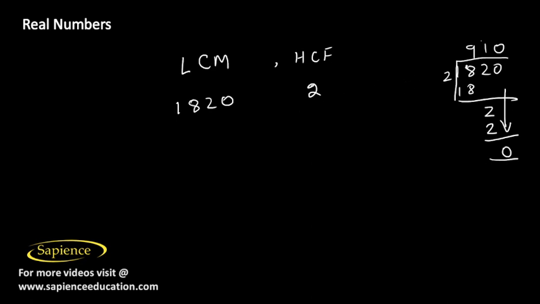So 2 into 910 will give us 1820. So 2 is a factor of 1820, and this will be true for every pair of numbers. For every pair of numbers, the HCF will be a factor of LCM.